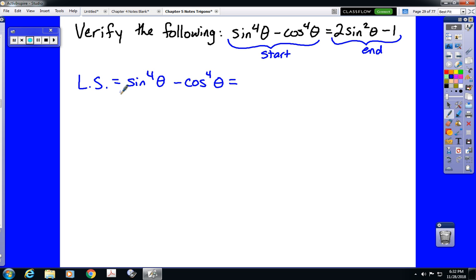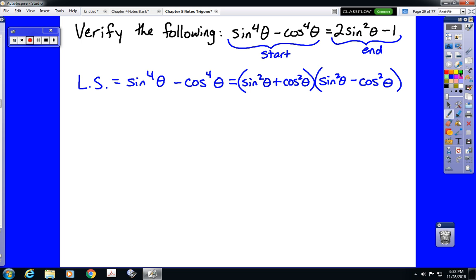Sine to the fourth has a square root of sine squared. Cosine to the fourth has a square root of cosine squared. So that is a difference of two perfect squares, which means it will factor. So we're going to factor that into sine squared plus cosine squared and sine squared minus cosine squared.